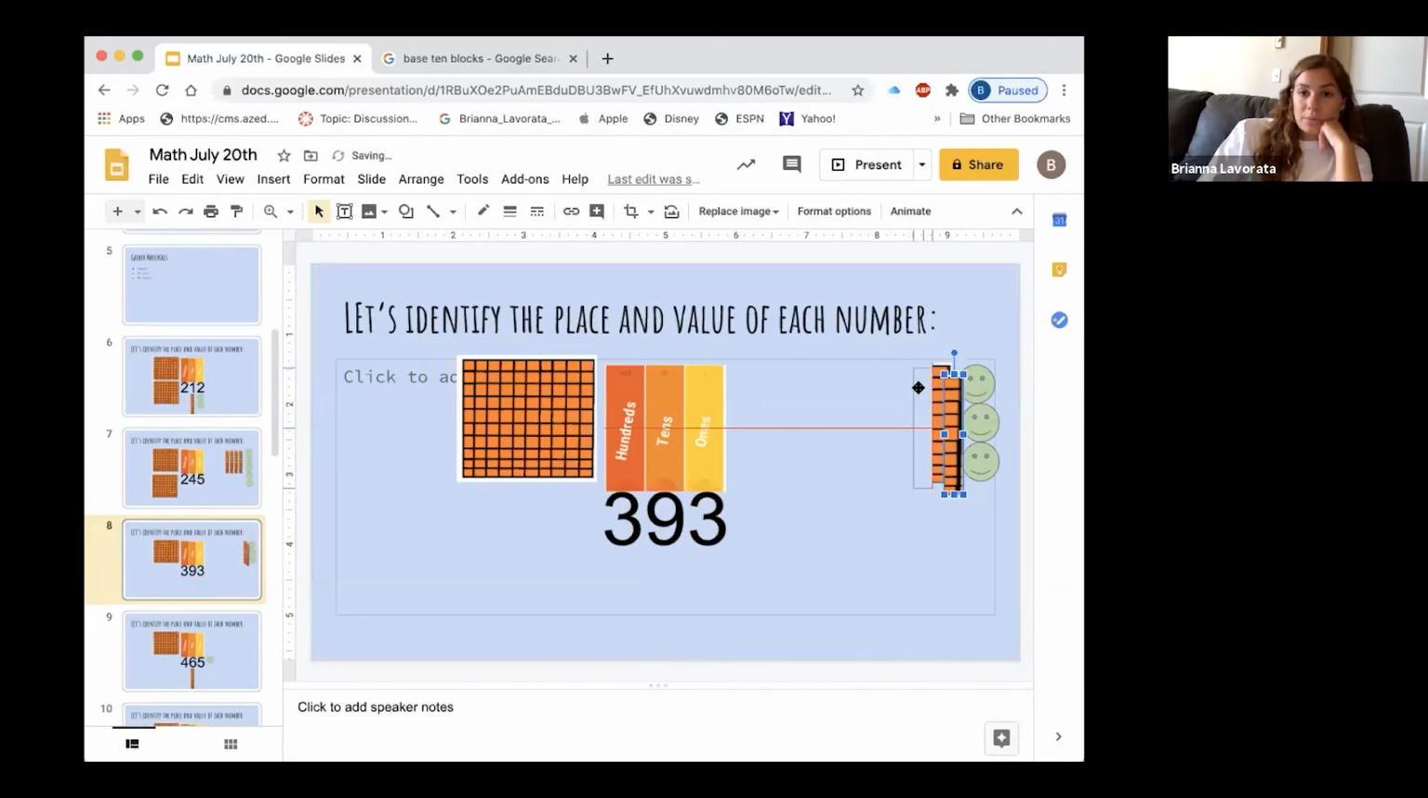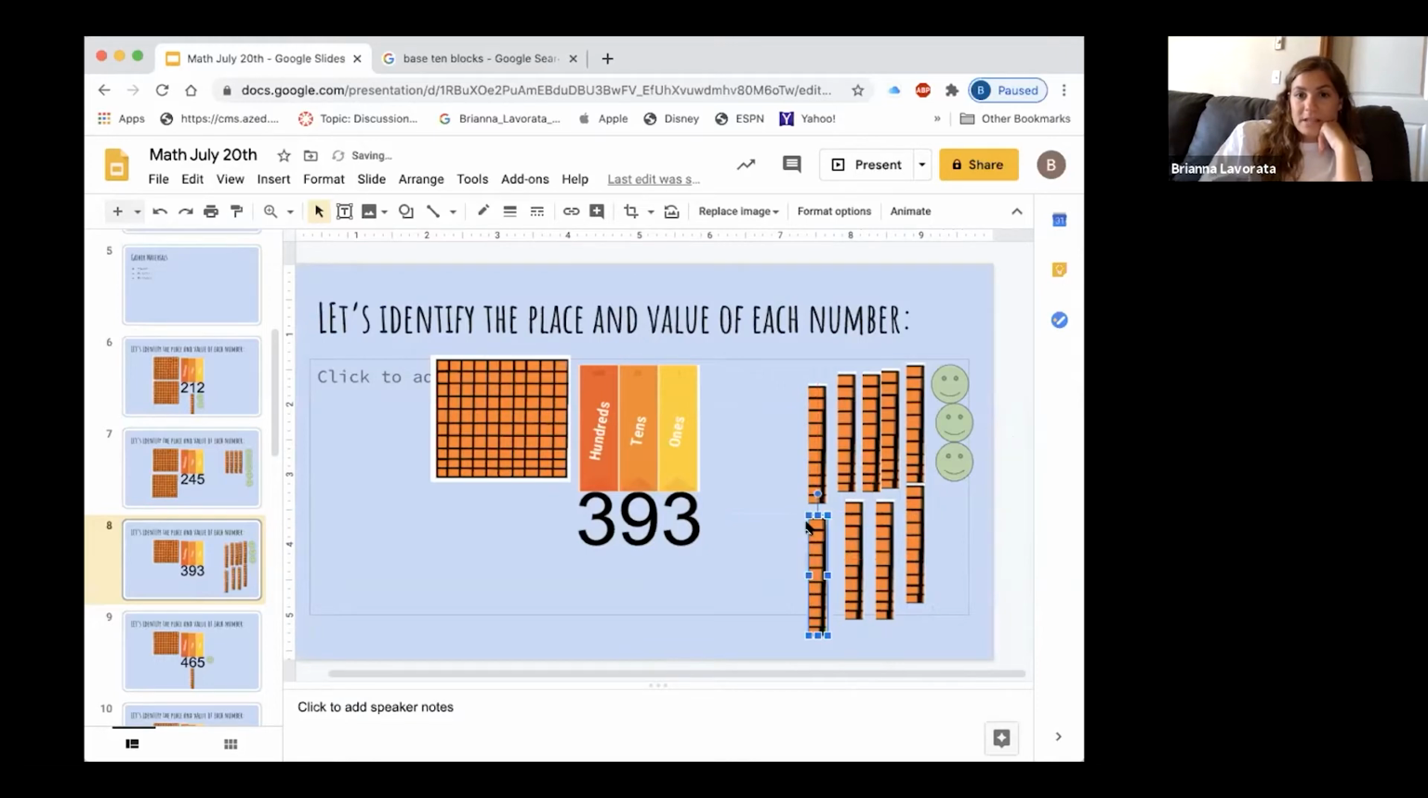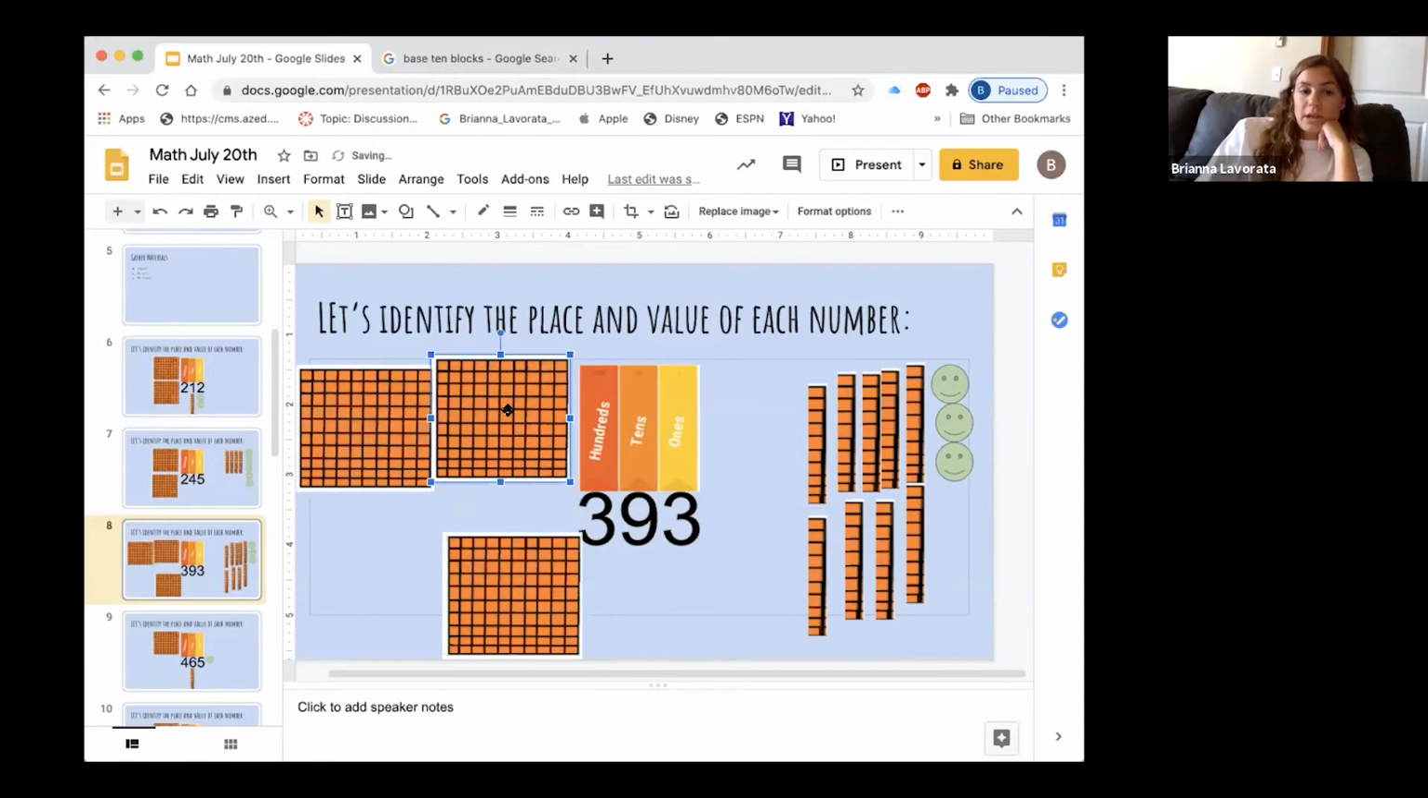1, 2, 3, 4, 5, 6, 7, 8, and 9. So now we have 9 tens. And then so far I have one hundred, but we need 2 more. So we're going to go ahead and make 2 more. 1, 2, and 3.